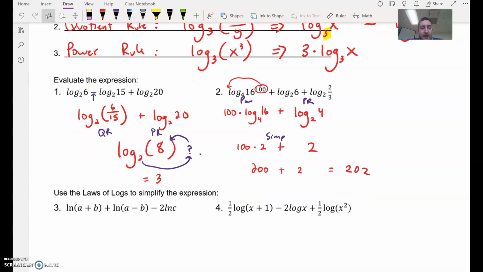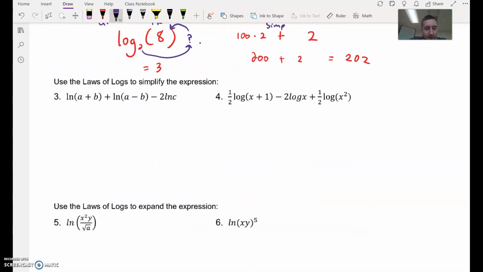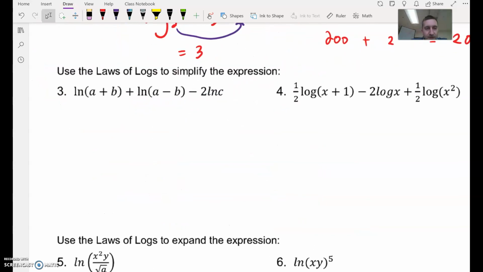Okay, that's evaluating. I'm still using the rules. All 3 of these use the rules. Get comfortable with these. You're going to be able to practice in the textbook. The pages are actually clear this time. You'll be able to practice these rules. Okay. Use the laws of logs to simplify.